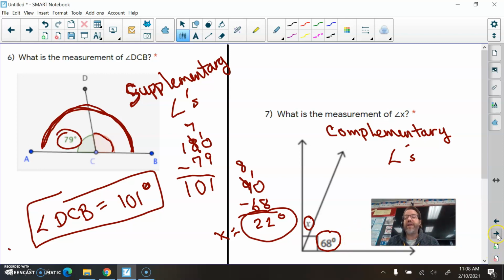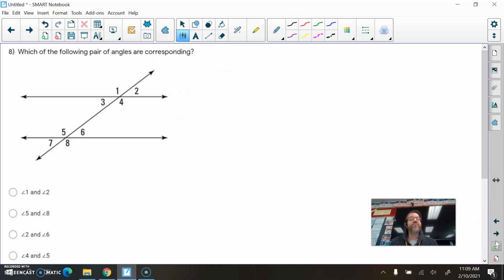All right, number 8. So supplementary and complementary angles. Number 8, which of the following pair of angles are corresponding? We learned about different types of angles. We have vertical angles.